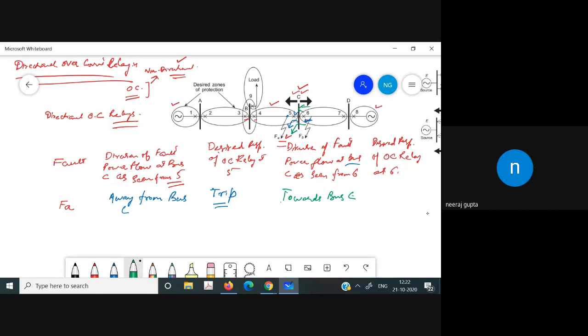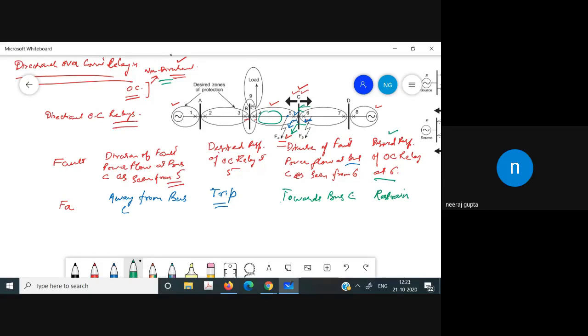And what would be the desired response of the relay? If the power is moving through this part, it is feeding this fault, which is not desired. So it will restrain. Because if it trips, then the desired zone is not generated. This is the desired zone in that very case. So the desired zone is not generated, as we have seen in the non-directional overcurrent.